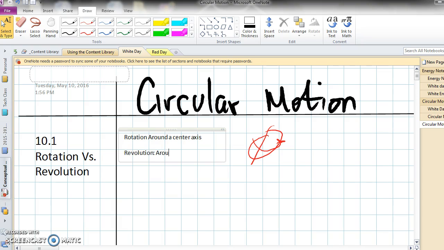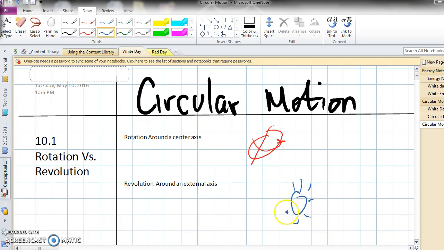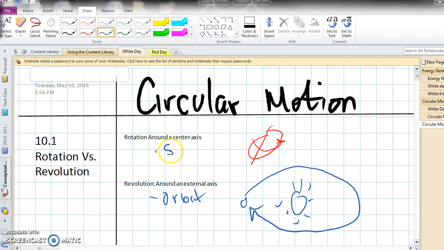The next one is revolution. This is around an external axis. Ultimately that is the Earth revolving around the Sun. So here's the Sun, and all the planets revolve around it in an orbit. This would be an orbit. This would be a spin. That's how you can think of them differently: orbit versus spin.